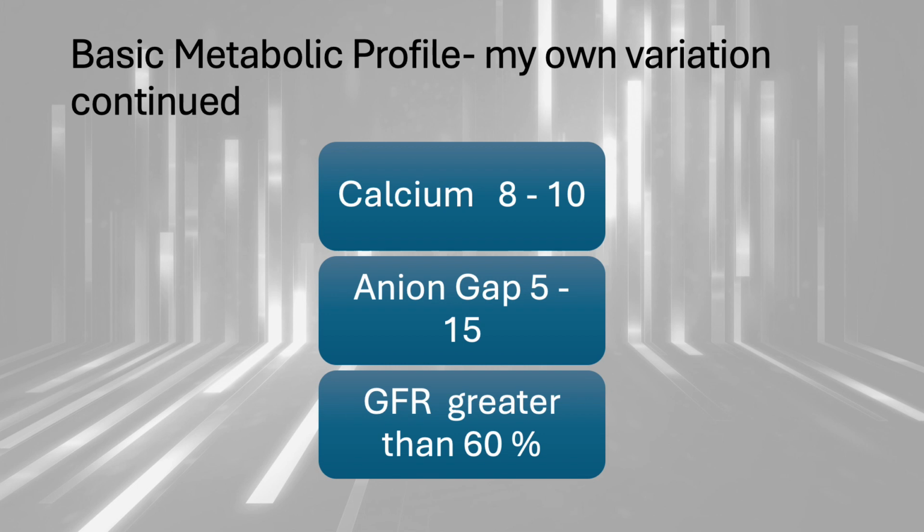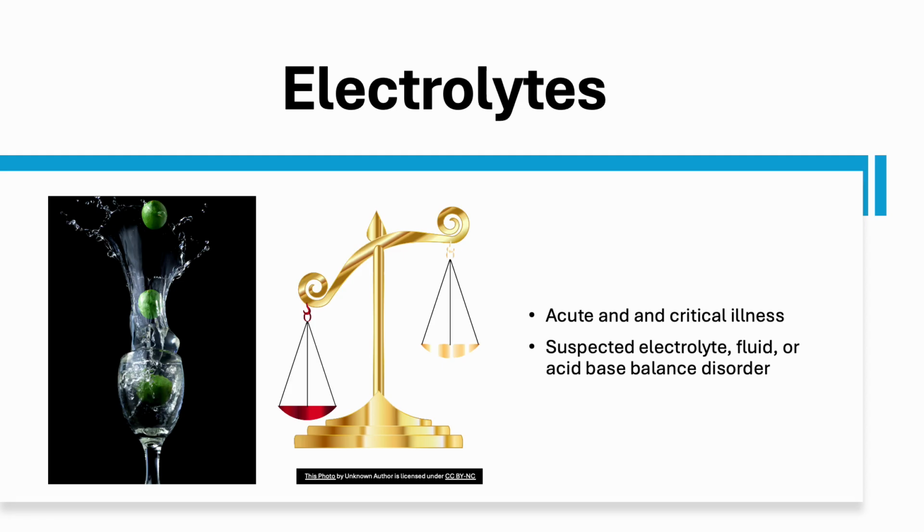As far as the basic BMP, I'm going to talk about calcium 8 to 10, and then other values to commit to memory are anion gap 5 to 15, and the GFR should be greater than 60%. Electrolytes are carried out as a part of routine screening in acute and critical illnesses, or where there's a known or suspected disorder associated with fluid, electrolyte, or acid-base imbalance.